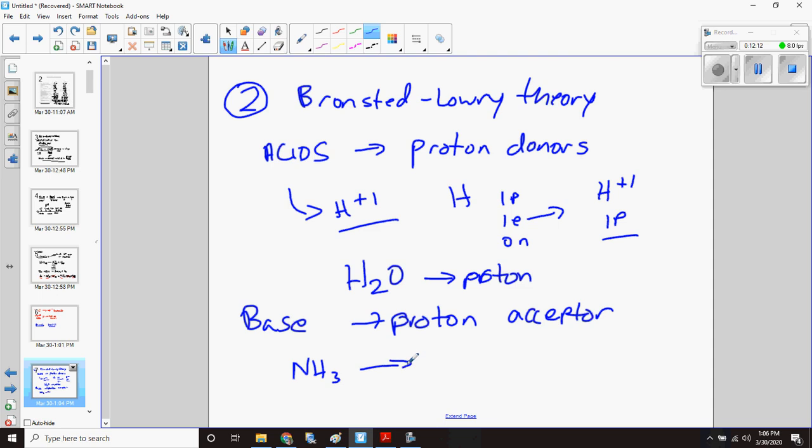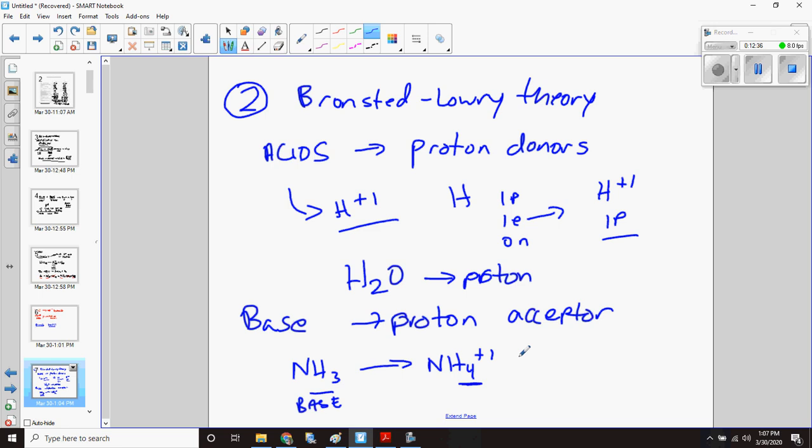And if it takes a proton, it will end up forming NH4+1. So NH3 has a spot that can take a proton, and if it does, it is a base. It grabs this extra proton, and the extra proton by itself just has a plus 1 charge.